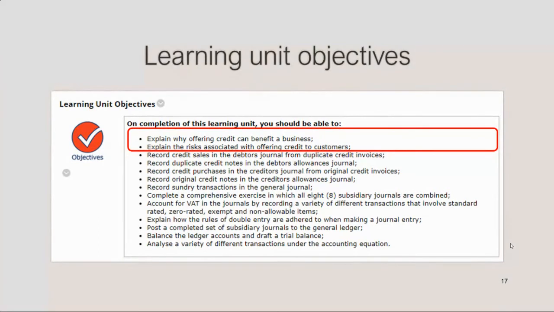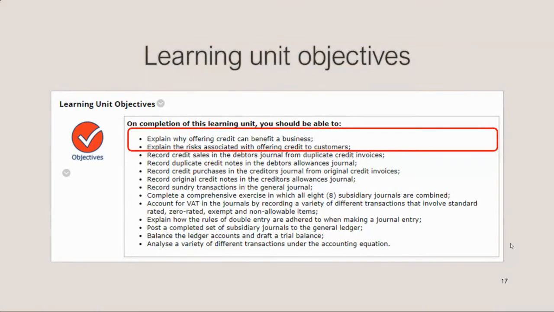So that is sales on credit to customers, your debtors, in your debtors journal. Then record duplicate credit notes in your debtors allowance journal. So credit notes is when your debtor returns something to you. Then record credit purchases in your creditors journal. So that is when I buy something from a supplier on credit. Record credit purchase credit notes in the creditors allowance journal. So that's when I return goods to my supplier.